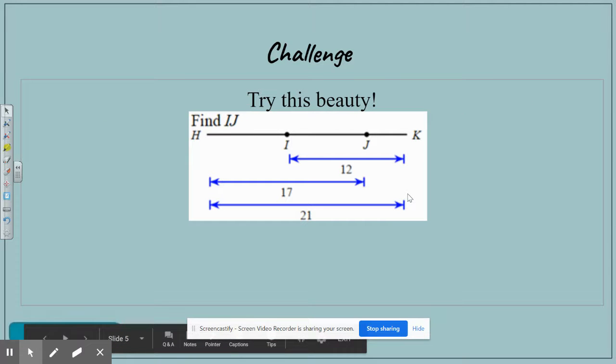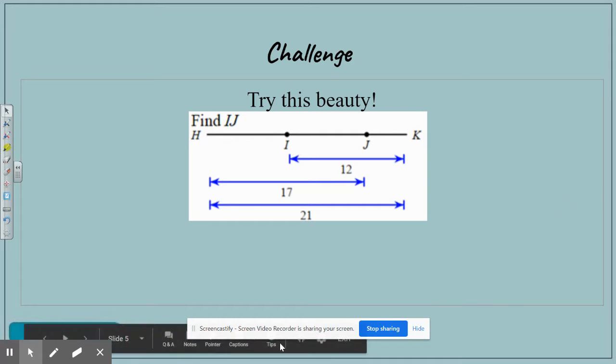This one is kind of a challenge. So I'm going to redraw it on another sheet of paper and go over it with you. We have, let's see, H, I, J, K. We want to find segment IJ. We know IK is 12. We know HJ is 17. And the whole thing is 21.